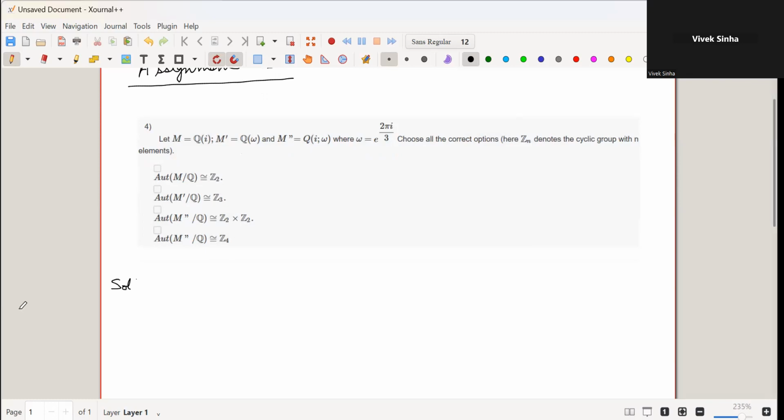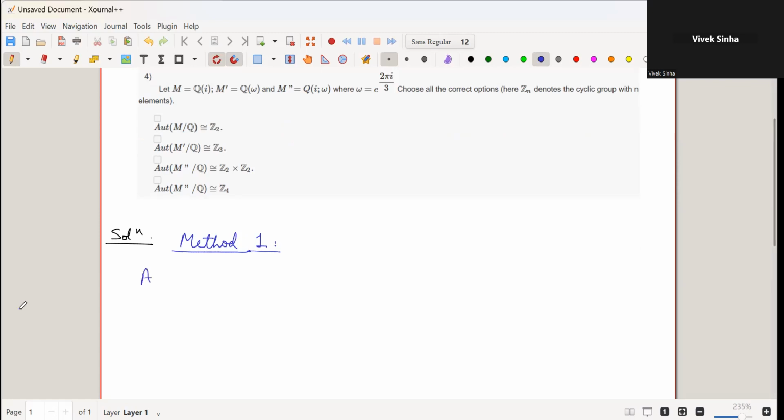So the solution is, there are two ways to look at this problem. So first is you try to find explicit automorphisms. So that's what we are going to discuss first. Method 1.